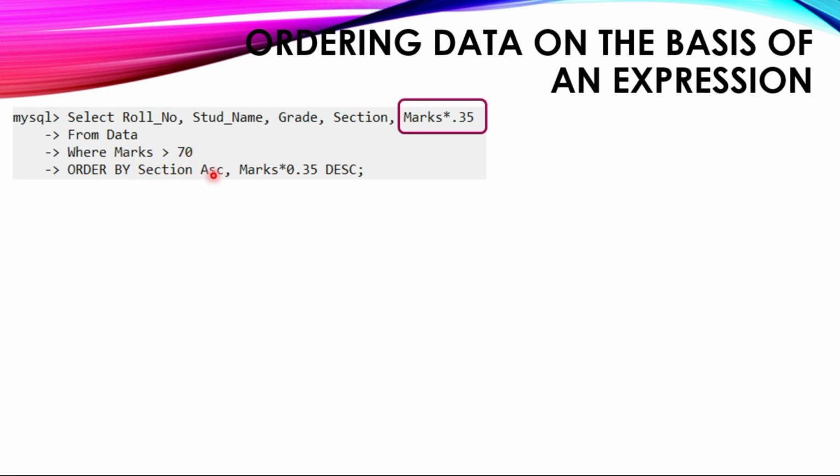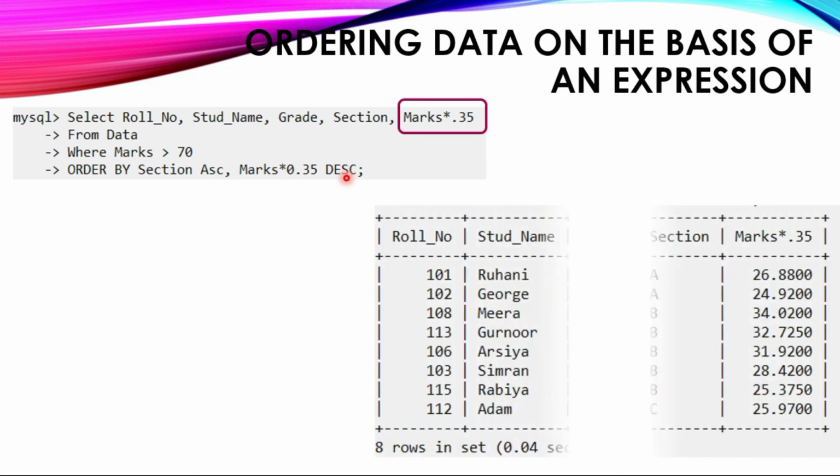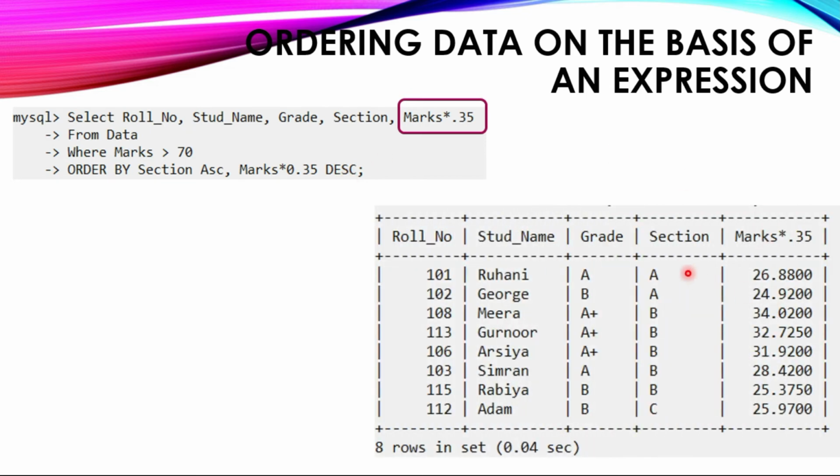Order by section ASC. Now order by should be done on multiple columns, that is, section should be sorted in ascending, and your new column, that is your marks into 0.35, should be sorted in descending. You can see the output over here. Your section has been sorted in ascending A, B, C, and then you can see the new column, that is your marks into 0.35. It is sorted in descending. See here, A 26, 24, B 34, 32, 31, 28 and C 25. This is how you can extract a column based on the expression.